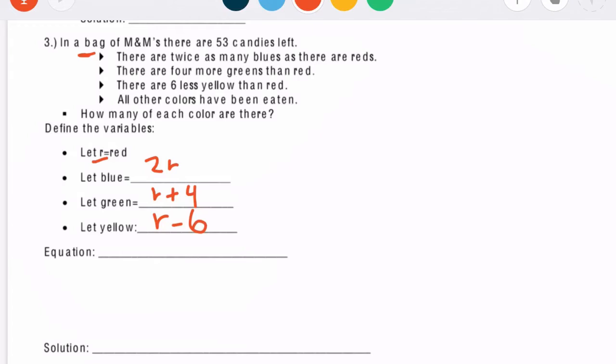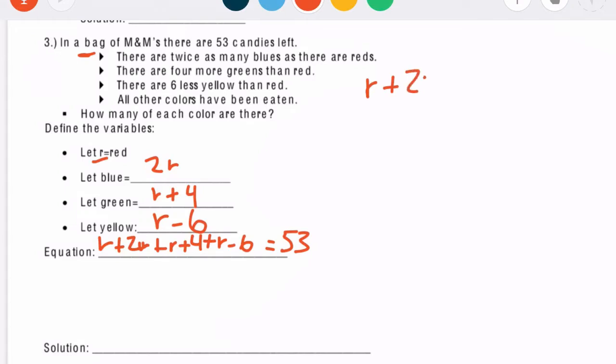So if we write all of these out, we know there are 53 total candies. So that's going to be our equals. And then we have our reds, which are represented by R. Then we have our blues, which is plus 2R, like we have up top. Then we have our greens, which is plus R plus 4. And then we have our yellows, so we have plus R minus 6.